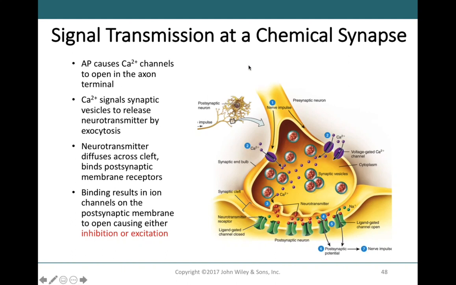When an action potential is fired down the axon of our neuron, that is going to change the membrane potential of our axon and eventually get sensed by voltage-gated calcium channels. When calcium flows into our axon terminals, that's going to signal the release of synaptic vesicles that contain different neurotransmitters. Now in Chapter 10, those neurotransmitters were acetylcholine.